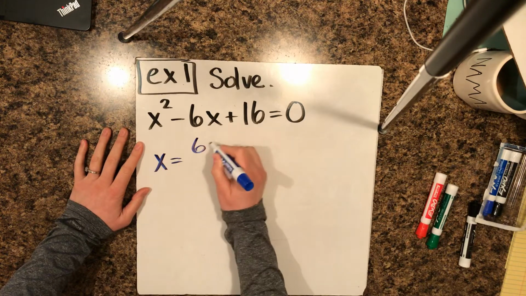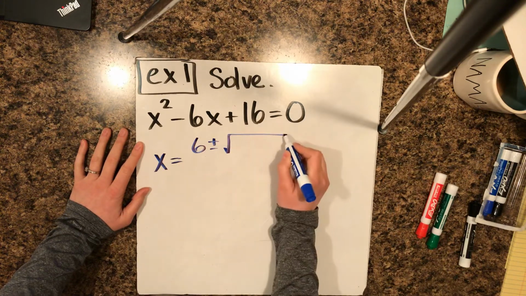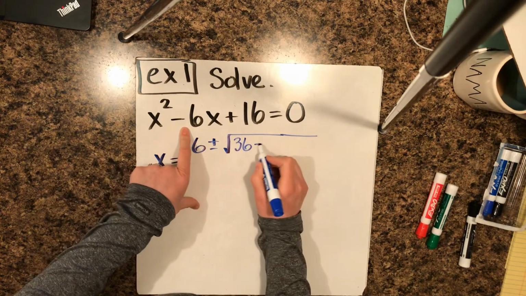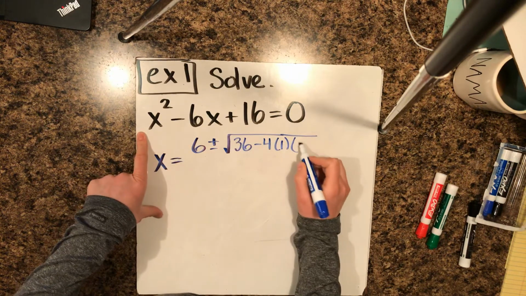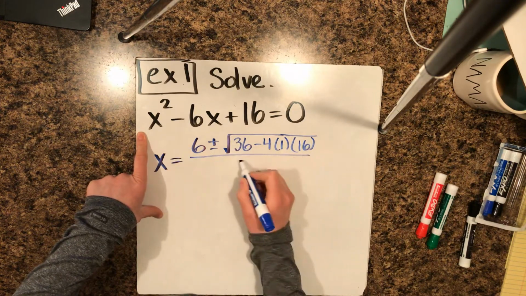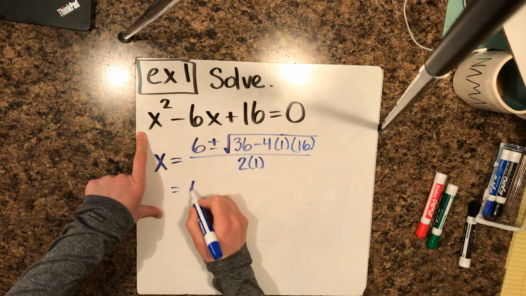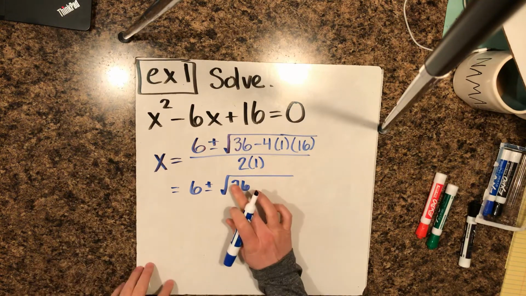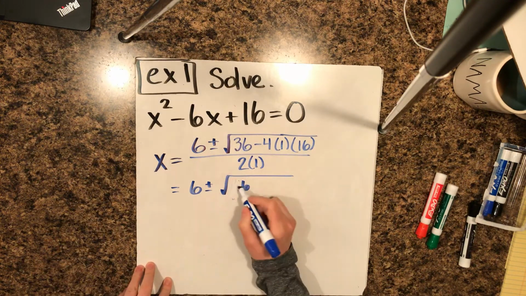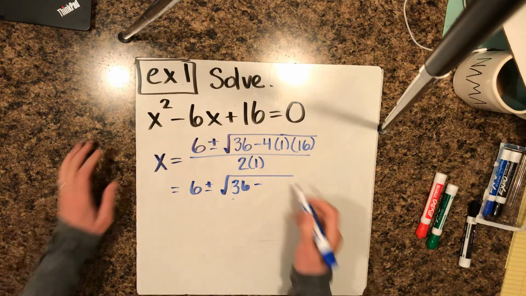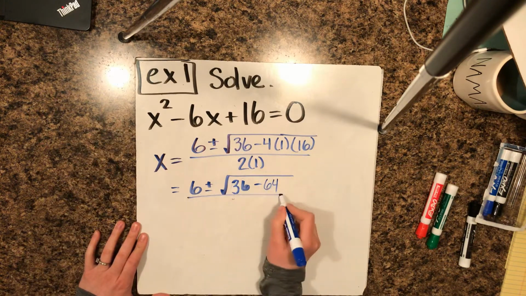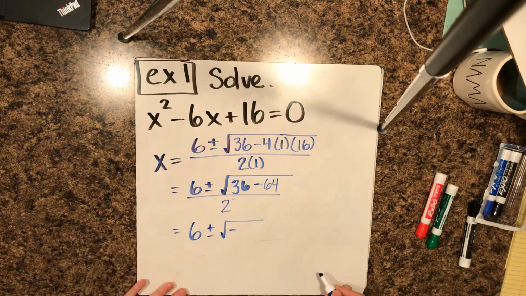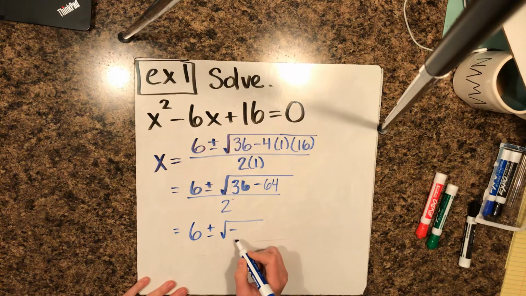So you guys are super good at this. You're probably faster than me. Remember, when we square the b value, it will be positive all the time. Minus 4 times a times c, all over 2 times 1. If I simplify this, we get 36 minus 64 all over 2. And you guys are thinking, well, wait a minute. When we subtract, we're going to get a negative number in here.